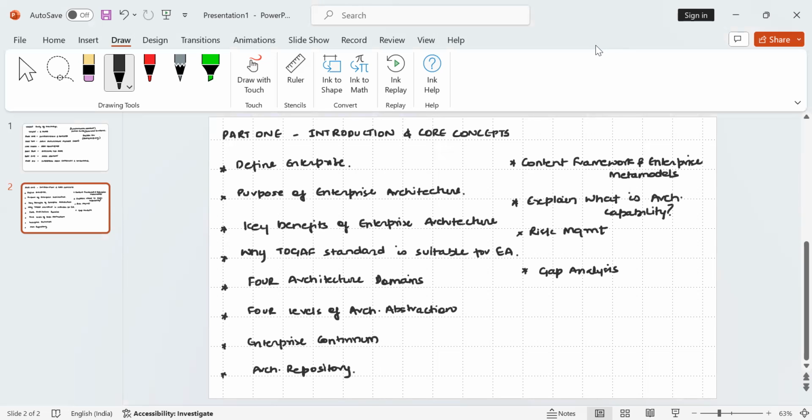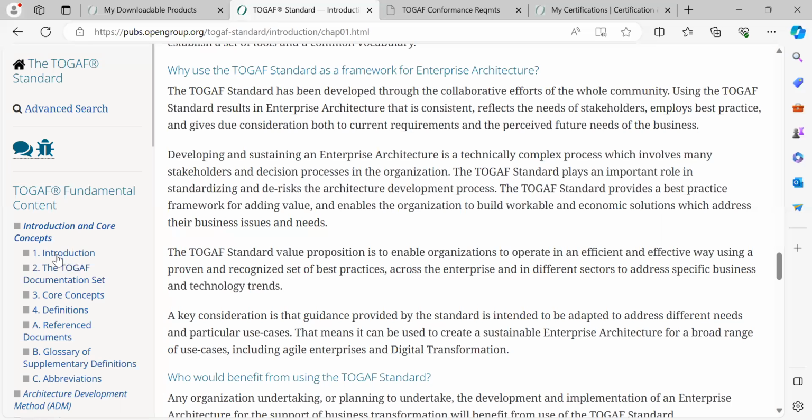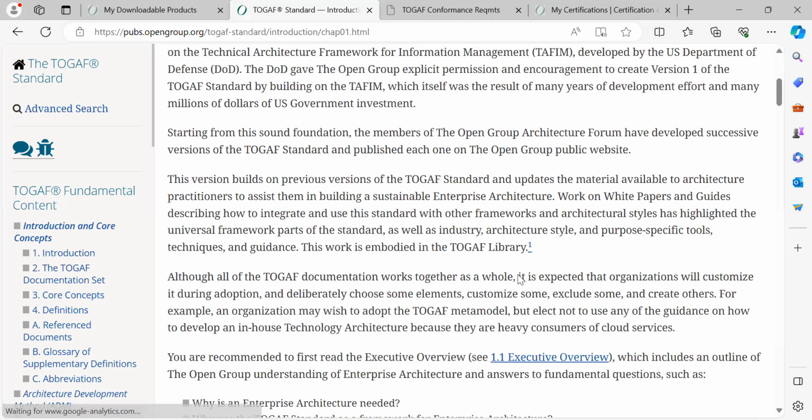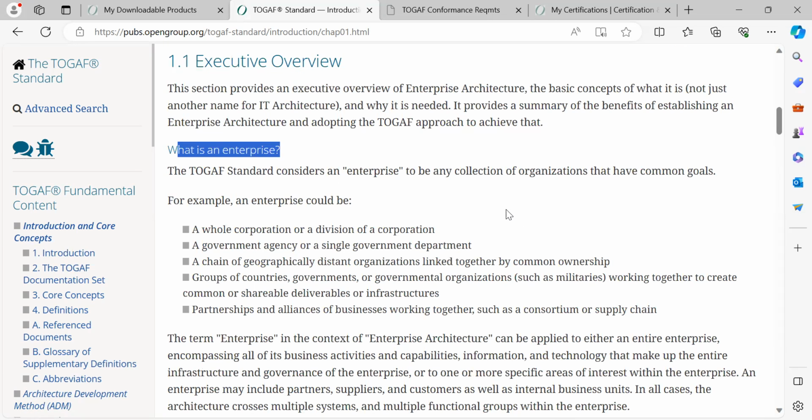Now, let me show you a couple of examples of how exactly you can find this content in the book. Let's say defining enterprise. So what you do is you go back to your digital edition. Let's say introduction. In the introduction, do you see what is an enterprise? A TOGAF standard considers an enterprise to be any collection of organizations that have common goals. For example, a whole corporation or a division of a corporation, a government agency, or a single government department, and so on.